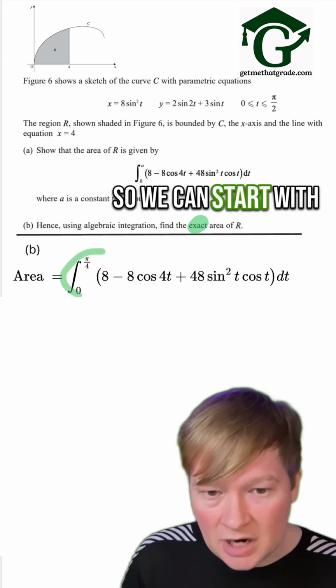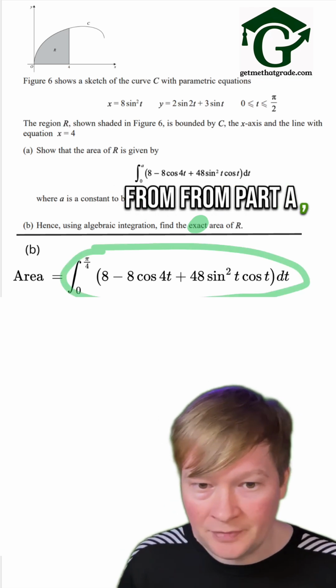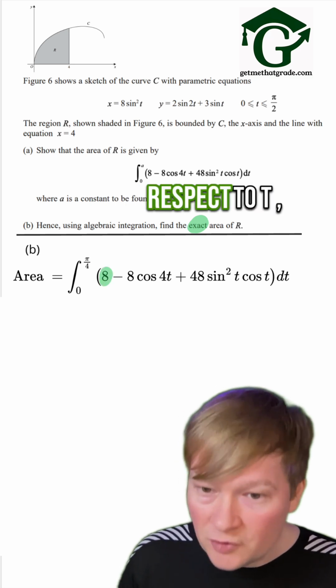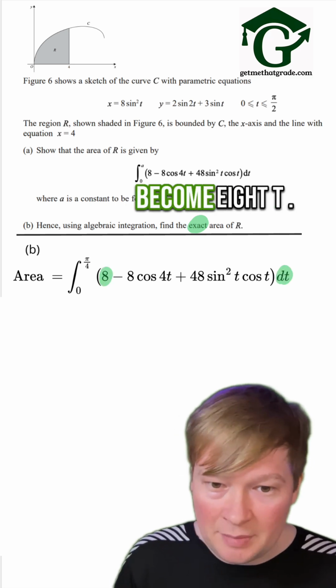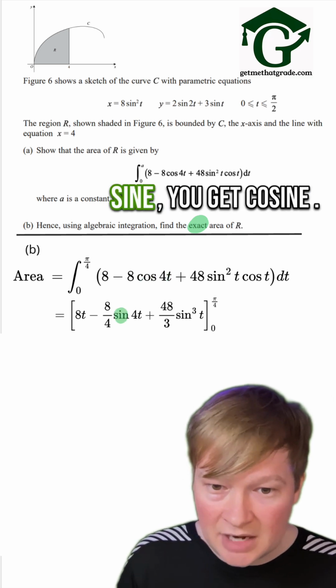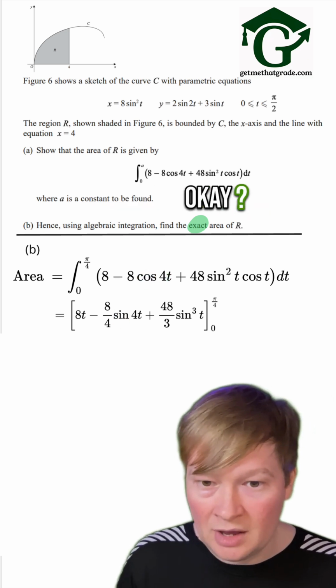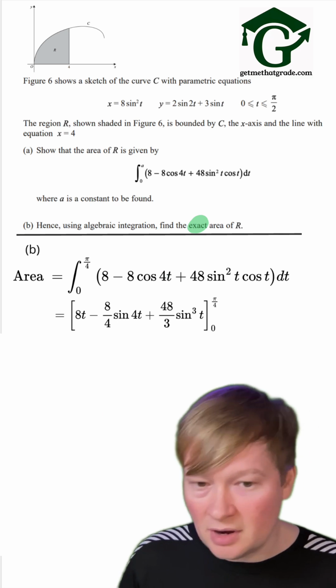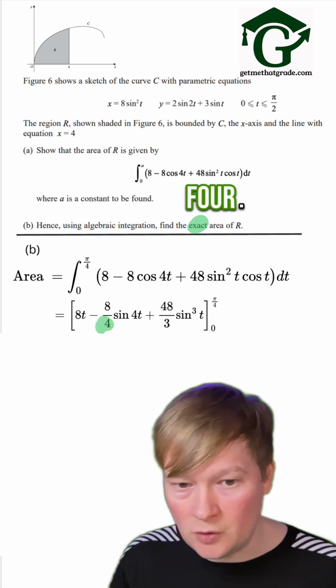Okay, so we can start with what we left off from part A, and we can integrate each term with respect to t, remember? So this is going to become 8t. And then this term here, I know that if you differentiate sine, you get cosine. Okay, but I've got a 4t, so I need to cancel that out by dividing by 4.